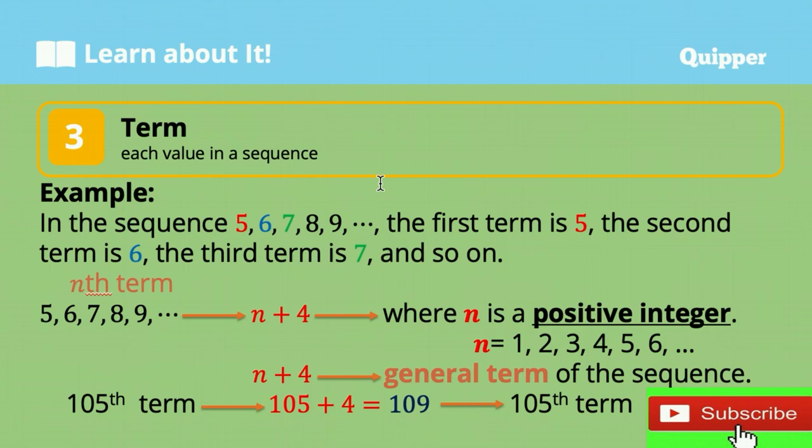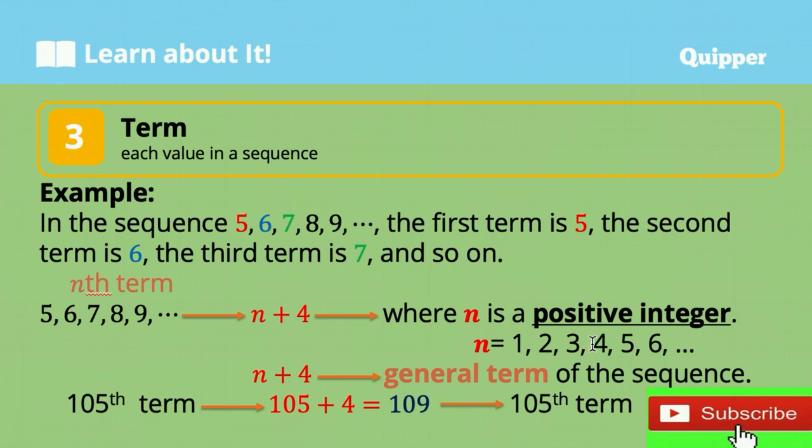Next is term. Term refers to each value in a sequence. For example, in the sequence 5, 6, 7, 8, 9, and so on, the first term there is 5, the second term is 6, the third term is 7, and so on. To get the nth term of this sequence, we will be using the expression n plus 4, where n is a positive integer. When you say positive integer, that is also known as the counting number or the natural numbers. We have, starting from 1, 2, 3, 4, 5, 6, and so on.